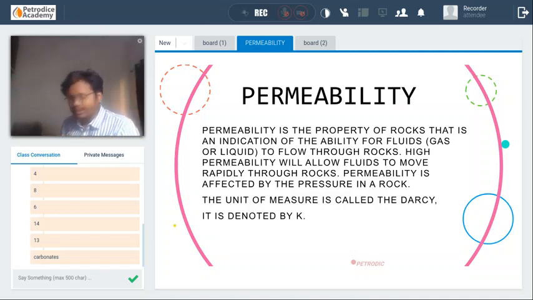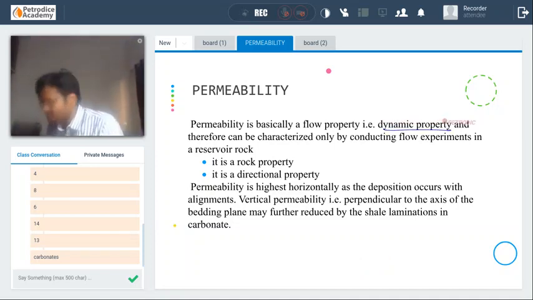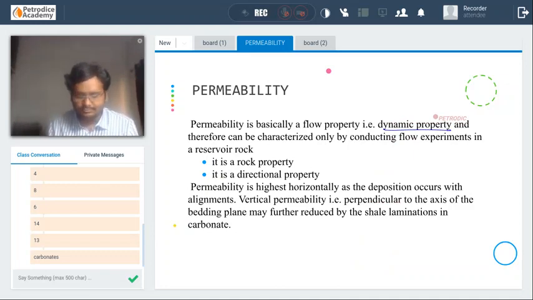So write it, guys. It is a measure. The unit of permeability is Darcy. It is denoted by K. Permeability is a flow property, also known as the dynamic property. First write it, we will discuss it. Take your time, guys. Write down these notes. The notes are very, very important.